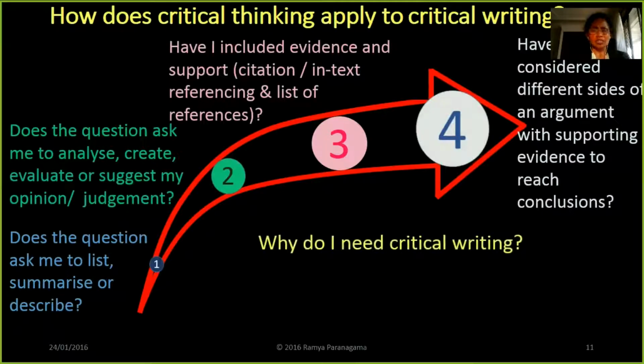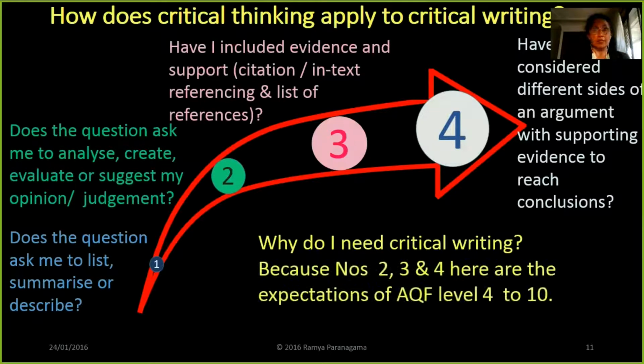So you have to ask yourself, why do I need critical writing? That's the overarching question. Because number 2, 3, 4 of this arrow here are the expectations of the Australian Qualification Framework level 4 to 10. Okay, and that is the reason. So I hope I gave you the reason very clearly.